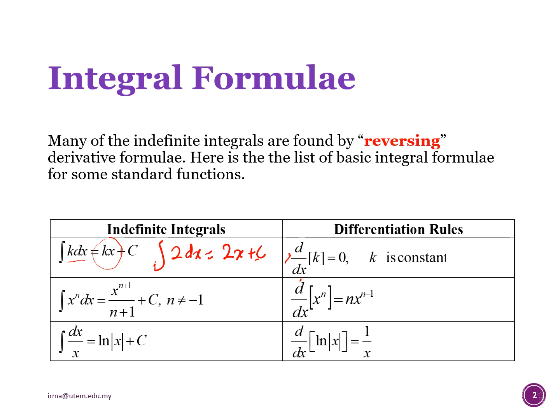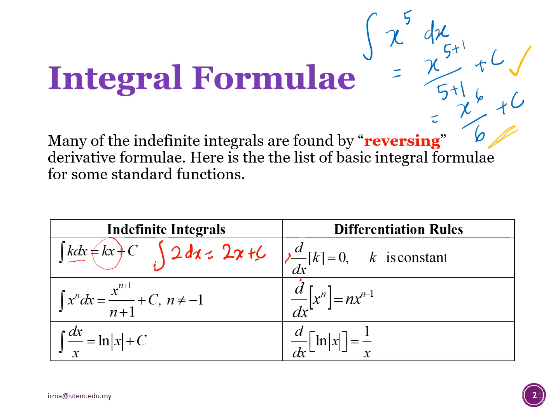Let's say we have an example: integrate x to the power of 5 with respect to x. So what will you get? You have x to the power of 5 plus 1 over 5 plus 1, plus c. Or you can write it as x to the power of 6 over 6 plus c. This step is optional. You can keep it and write x to the power of 6 over 6 plus c.